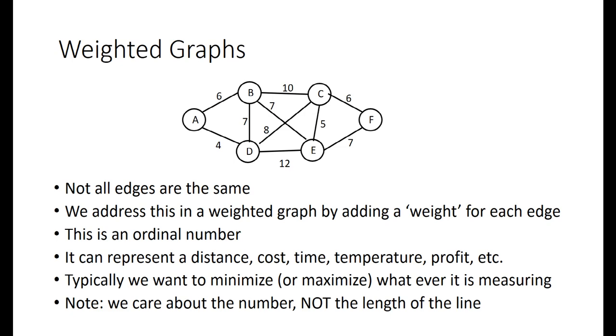Okay, so just as we've had in the past, we have circles for vertices and we have lines for edges. But now the edge also has an additional value. It has a number. Each of the edges here has a number. It's an ordinal number, and it can represent a distance, a cost, a time, temperature, profit, anything where we can compare it using a less than or greater than.